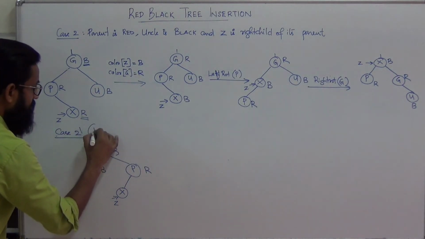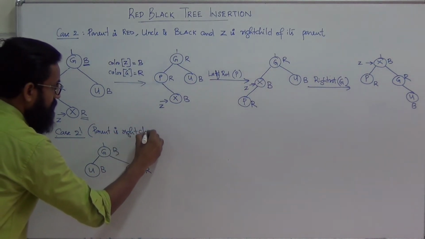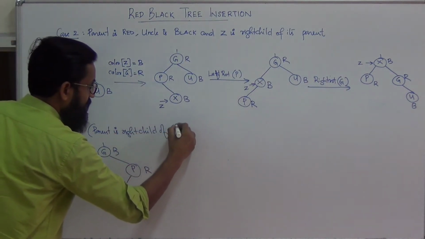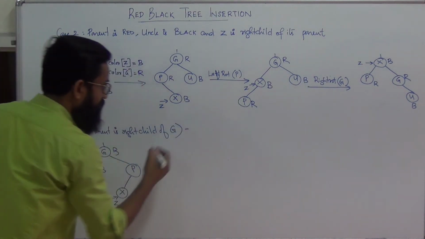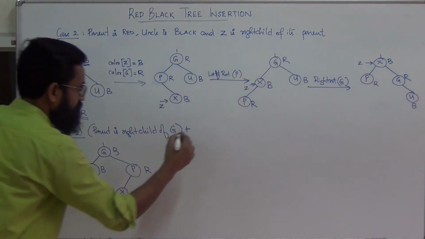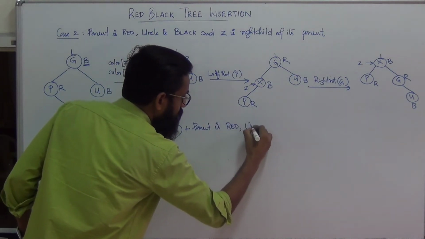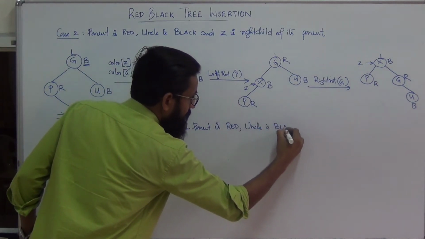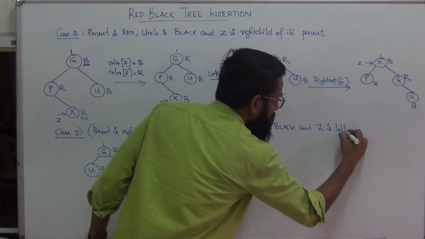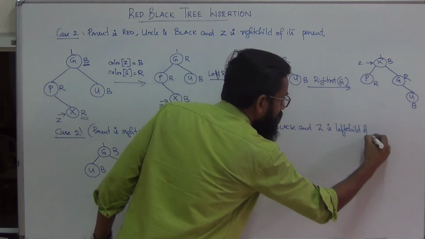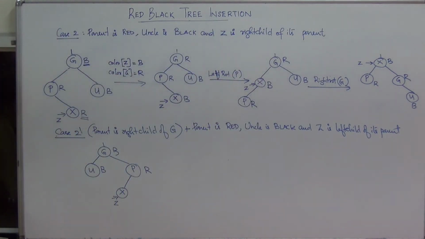In the symmetric case, parent is the right child of grandparent, parent is red, uncle is black, and Z is the left child of its parent.